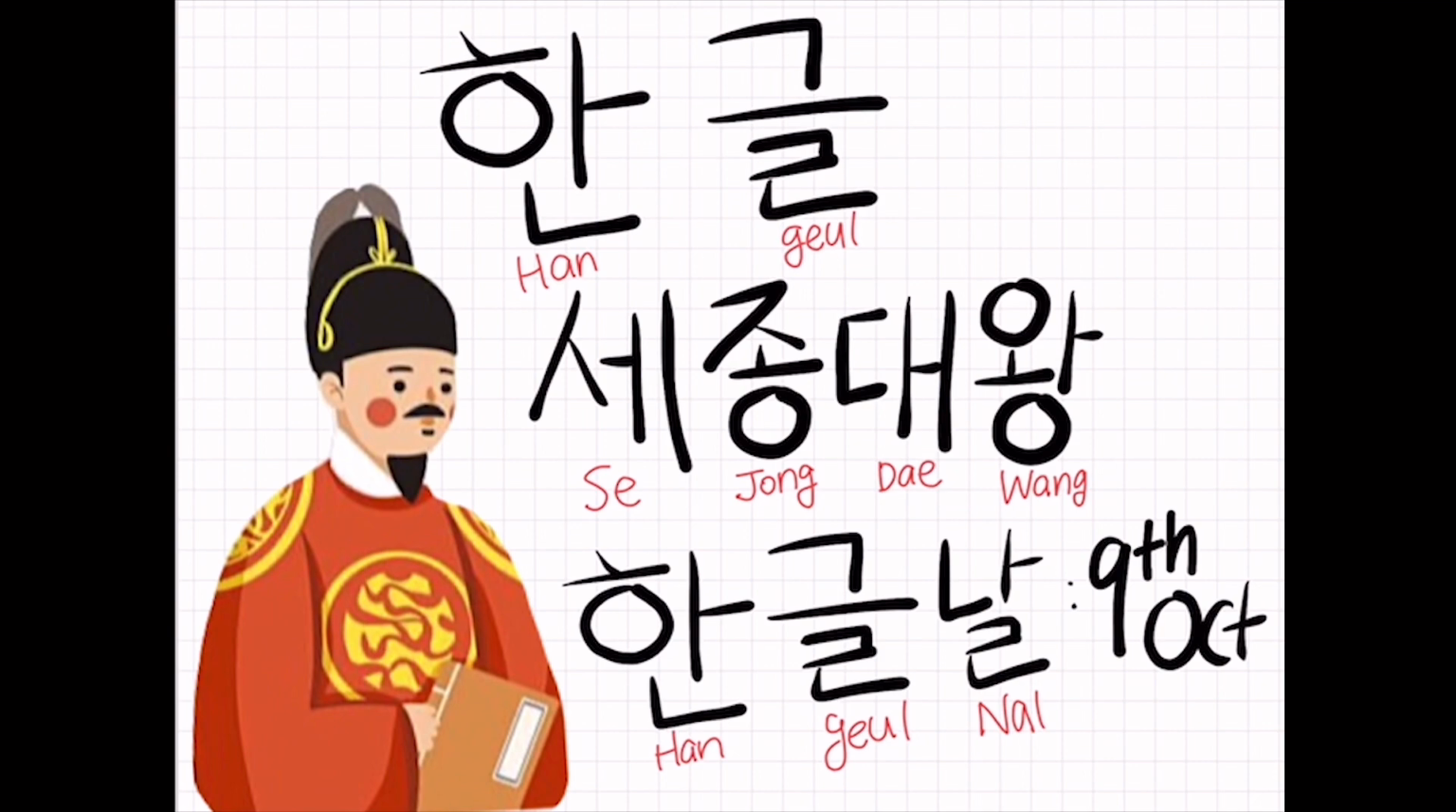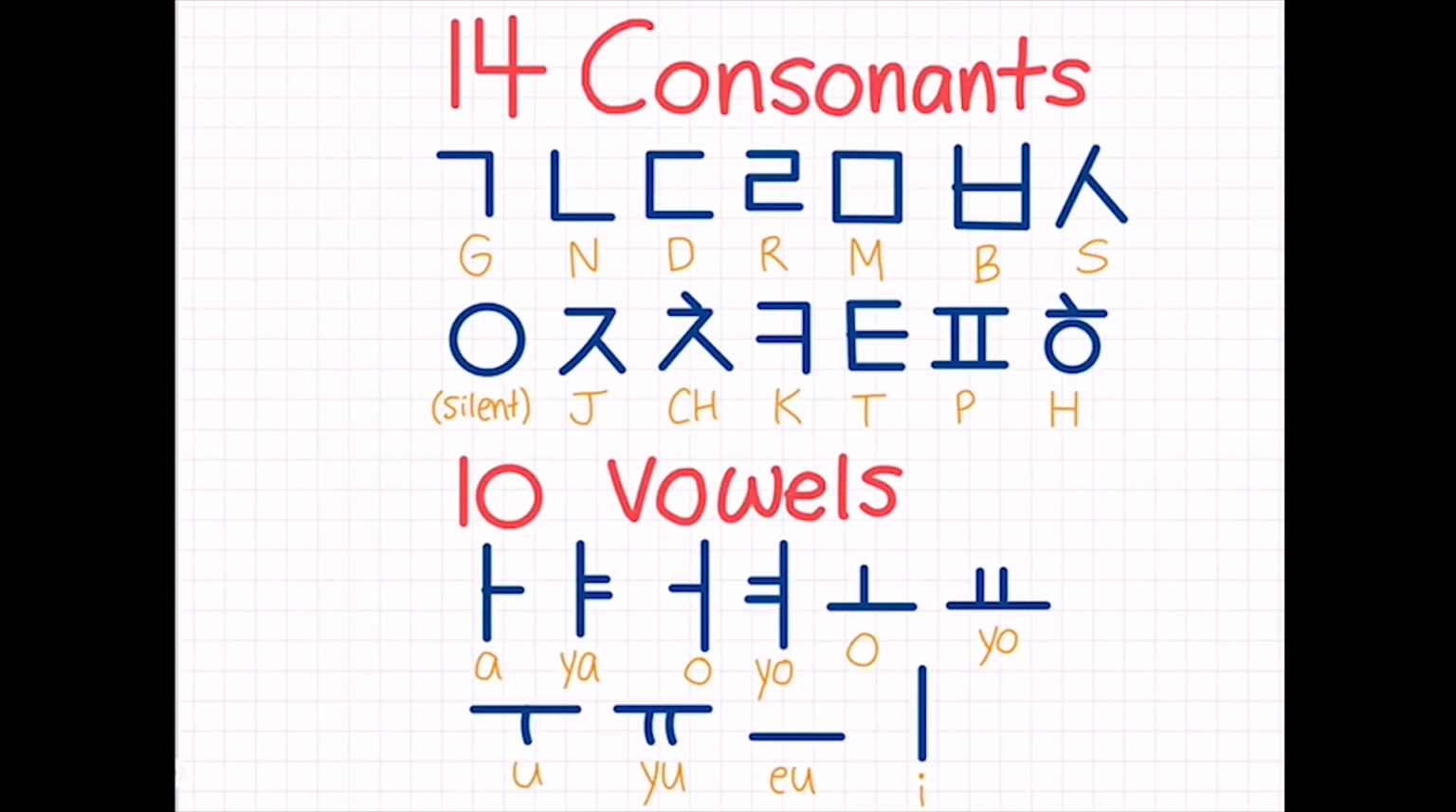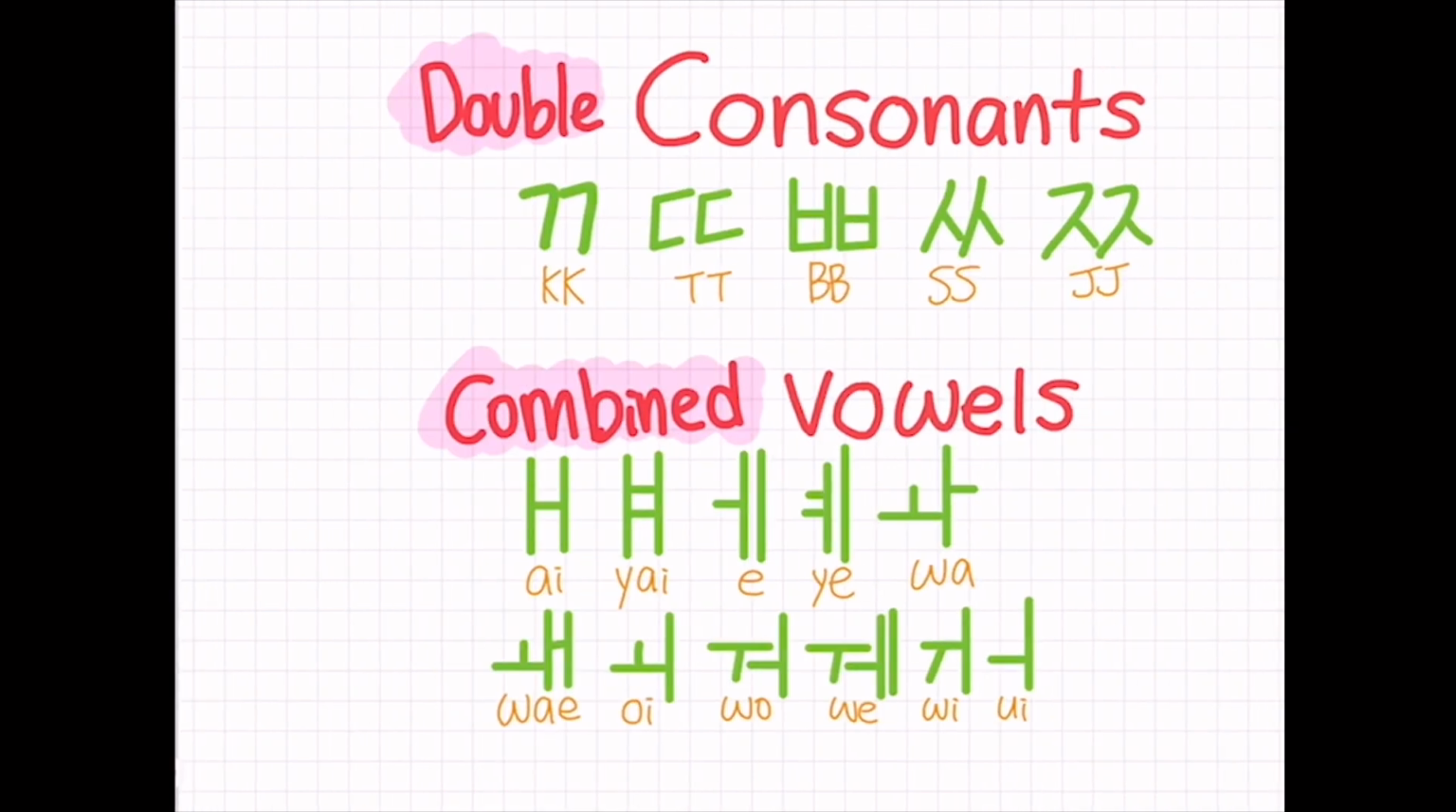Yes. So these are what we have learned so far. 14 consonants and 10 vowels. So take a capture of this, guys. And please try to practice, for practice makes it perfect. And we also have the double consonants and the combined vowels. It's okay if you are feeling like, oh, this is really hard. It's okay. Try your best to practice and absorb yourself by listening to this again. And practice makes perfect. I've said it right before, but it's true.